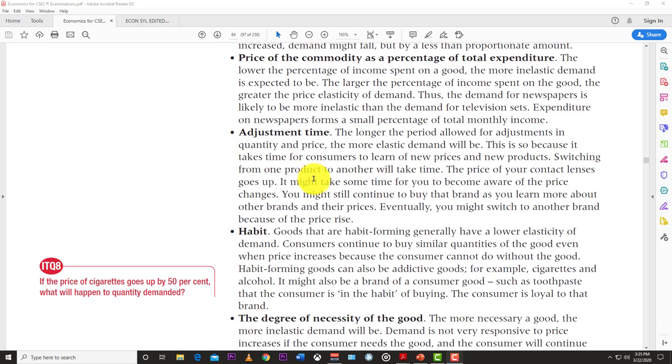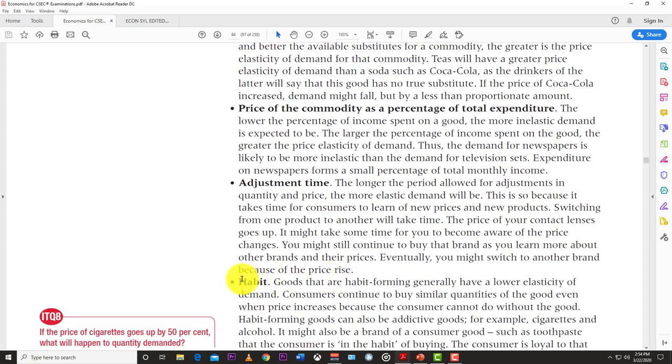Over time, you're going to find replacements, a substitute, another brand that you prefer. And so that would affect it. In the immediate future, with the immediate change of the price, you might think, okay, I'm going to buy it still. So you mightn't be so responsive, but as time goes on and you realize, okay, I found the next brand, it's cheaper, or even might be, you know, better, and so therefore you switch.